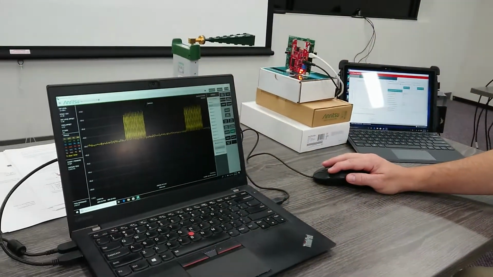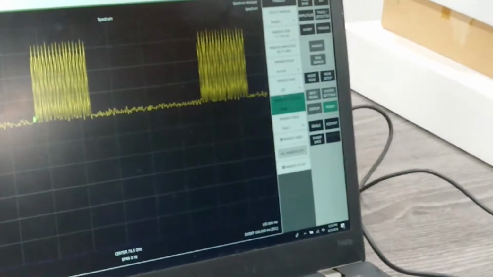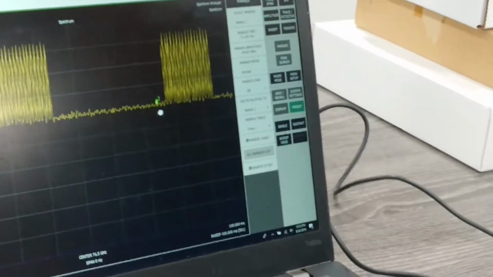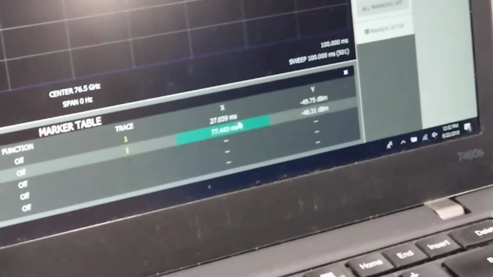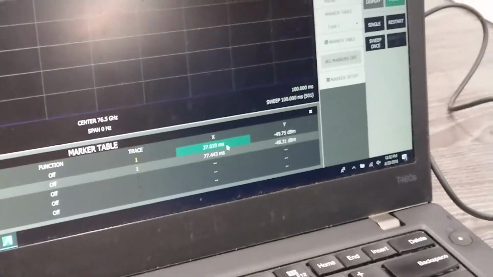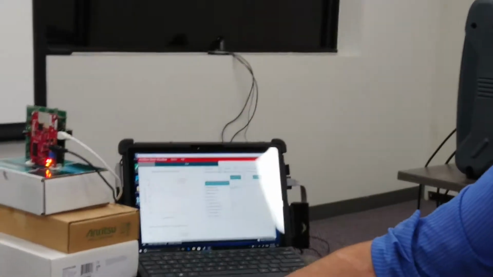So if I put a marker at the beginning of the frame and a marker at the end of the frame here, from the start to the finish, the marker table tells me that in X, that is 77 minus 27 milliseconds, which is 50 milliseconds, which matches the frame periodicity.